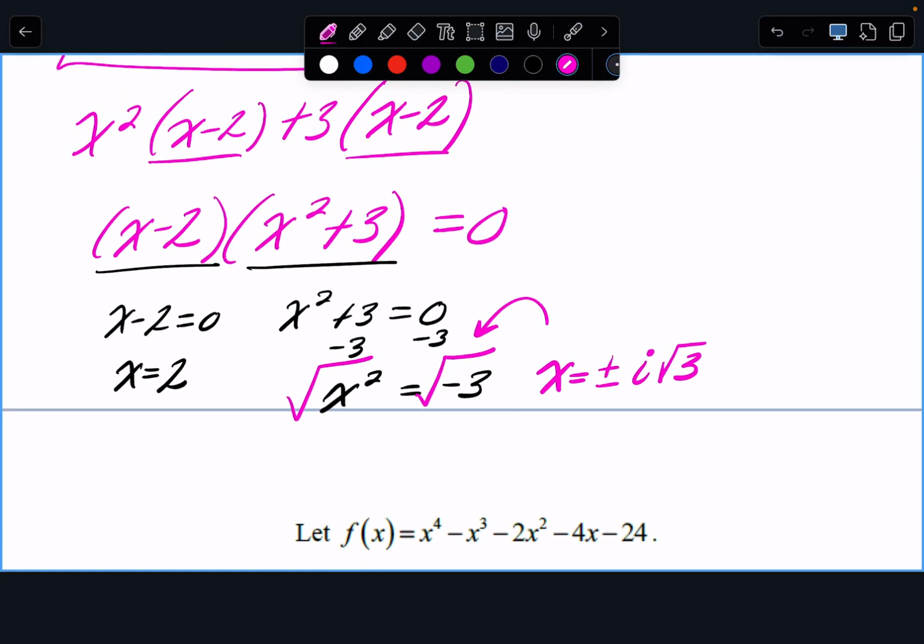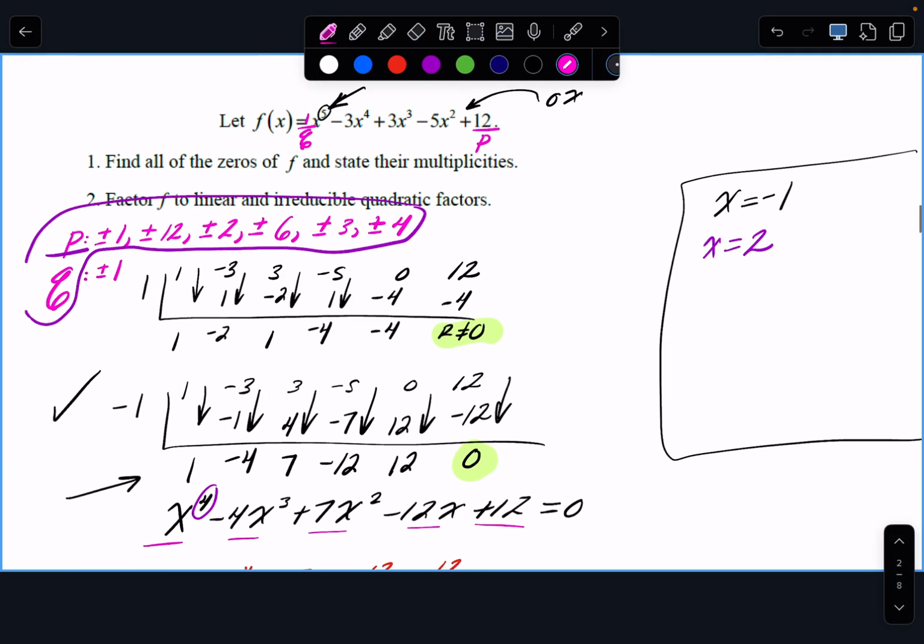Okay, so let's go add those to our solution set. X equals 2 already had happened once. We got it again, so say multiplicity of 2. Then we just got x equals plus and minus i roots of 3. It said find all the zeros and state their multiplicities. So we have found them. We've even found the imaginary zeros.